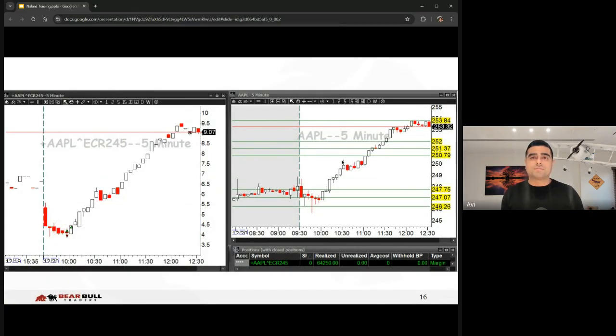Here we go. Here's the other setup that I was telling you about. You can see you got levels in this area, levels in this area, got one up there. So you can see these are zones, right? Now, Apple in this zone was very interesting. It made this hammer in the second candle. This is that long tail hammer that I was telling you about.